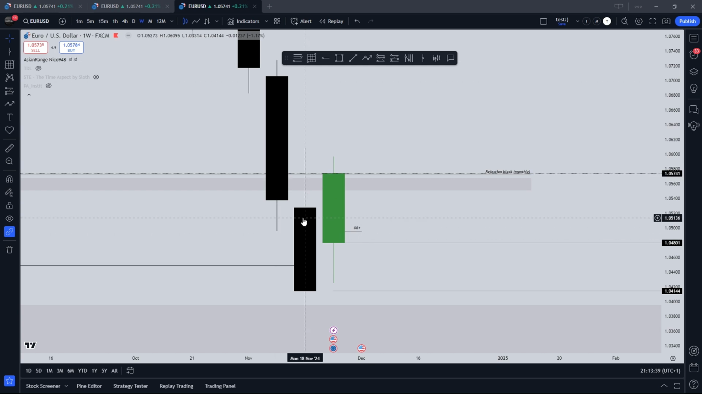So if you were trading on Monday the 18th of November, the high and low here would then be time-based liquidity, AKA you would have a time-based liquidity sweep here. Now let's do a brief recap on what time-based liquidity actually is. Time-based liquidity is highs and lows that get created at a specific range.